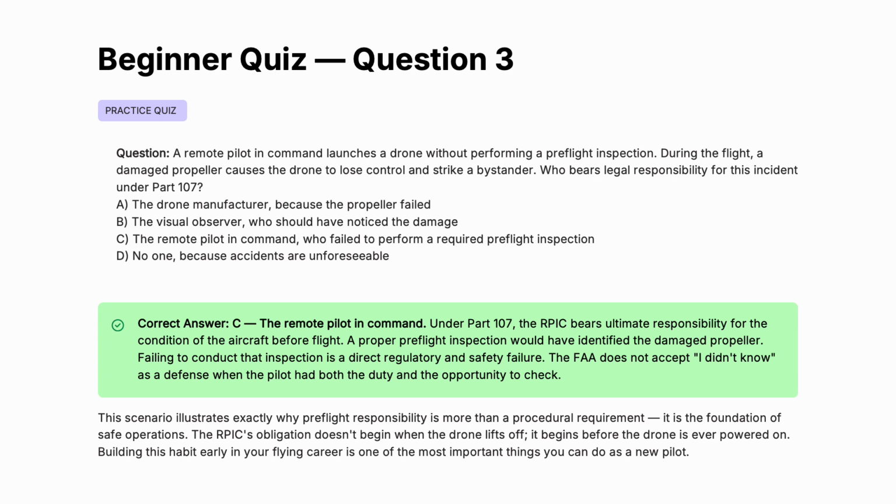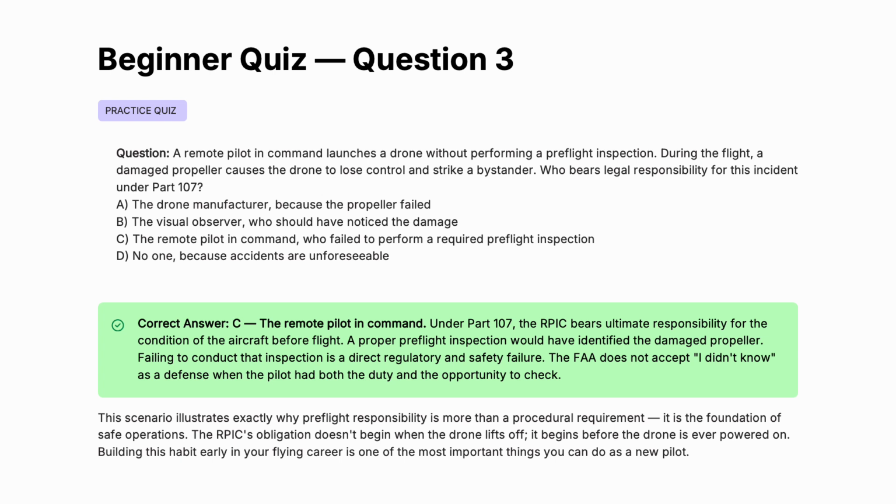Question 3. A remote pilot in command launches a drone without performing a pre-flight inspection. During the flight, a damaged propeller causes the drone to lose control and strike a bystander. Who bears legal responsibility for this incident under Part 107? A. The drone manufacturer, because the propeller failed. B. The visual observer, who should have noticed the damage. C. The remote pilot in command, who failed to perform a required pre-flight inspection. And D. No one, because accidents are unforeseeable.